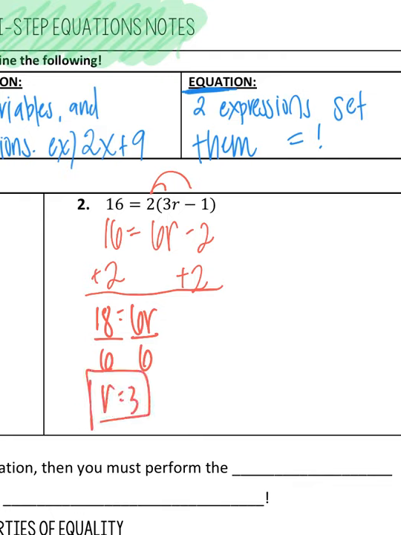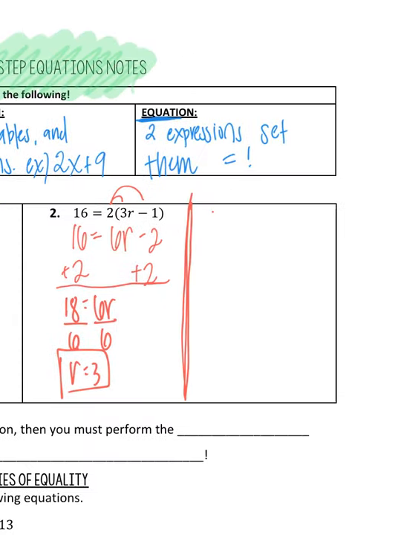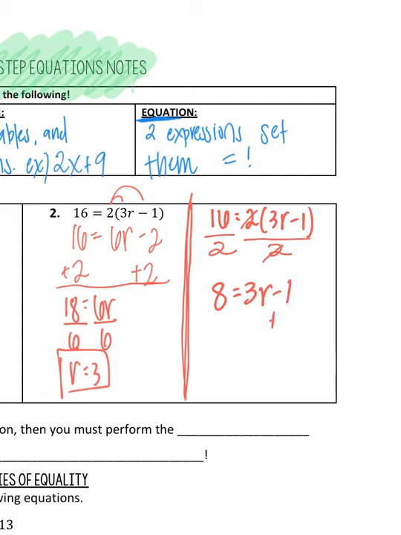Some of y'all might have solved it a bit differently. You might have seen that this 2 is multiplying with the 3r minus 1, and you could have gotten rid of that 2 at the very beginning. So let's say we have 16 equals 2 times 3r minus 1 again. Another option for solving this, simply dividing by 2 at the very beginning. Got 16 divided by 2 is 8. The 2 divided by 2 cancels out to 1. Then you've got a simple 2-step equation to finish up with.